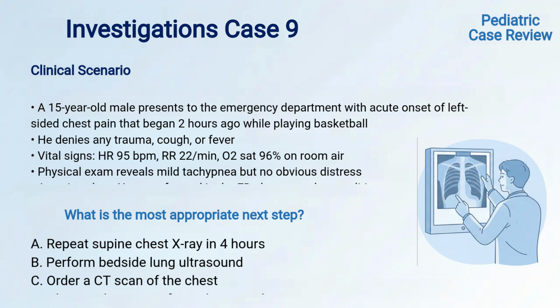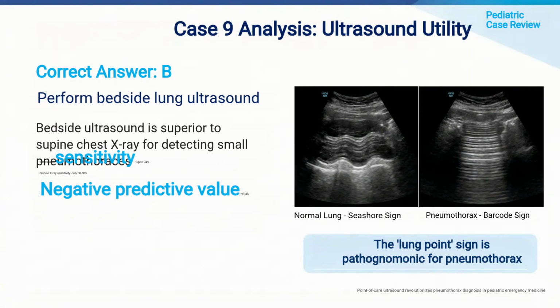Option A, repeat supine chest X-ray in 4 hours. Option B, perform bedside lung ultrasound. Option C, order a computed tomography scan of the chest. Option D, observe the patient for 24 hours with pain management. The correct answer is option B, perform bedside lung ultrasound.